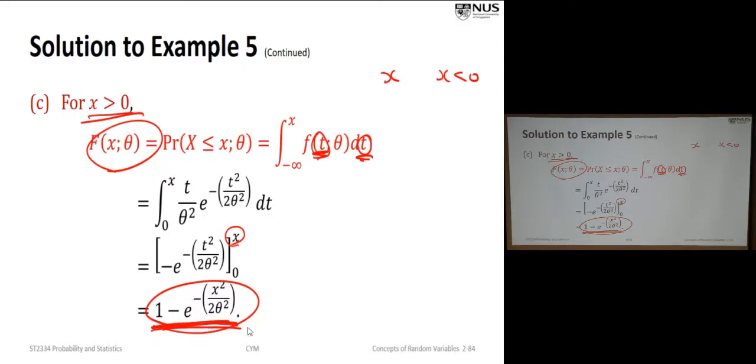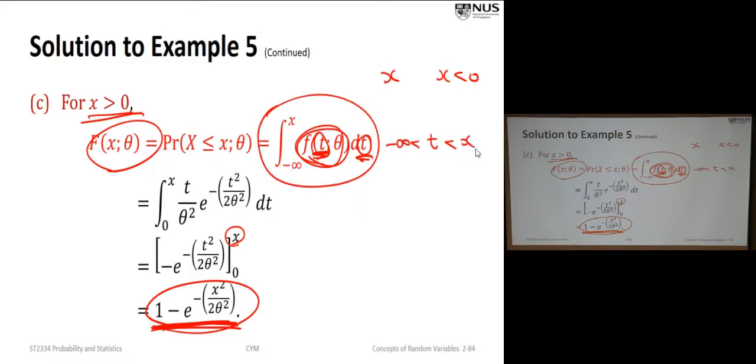I say it does not equal to this one. Why? Because in that case, you integrate from minus infinity to x. What can you say about this one? t is from minus infinity to x, where x is less than 0. So all this t must be less than 0. I'm talking about integrating this one. So t is between minus infinity and x, and x is less than 0. So in other words, t is also less than 0.